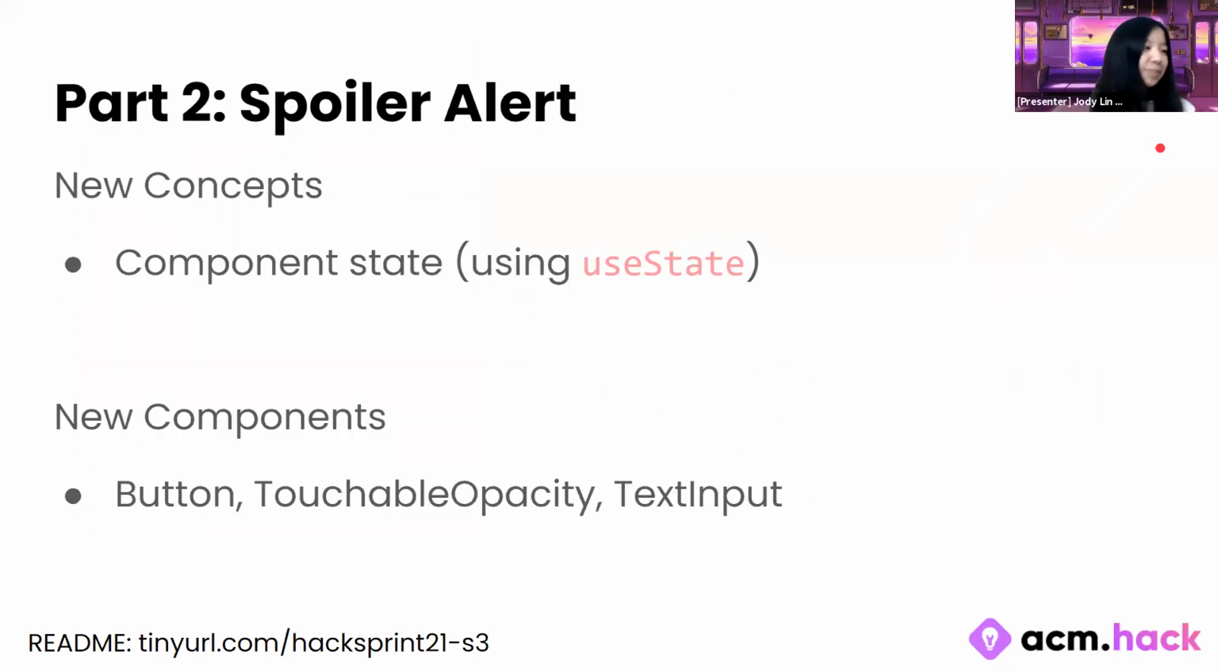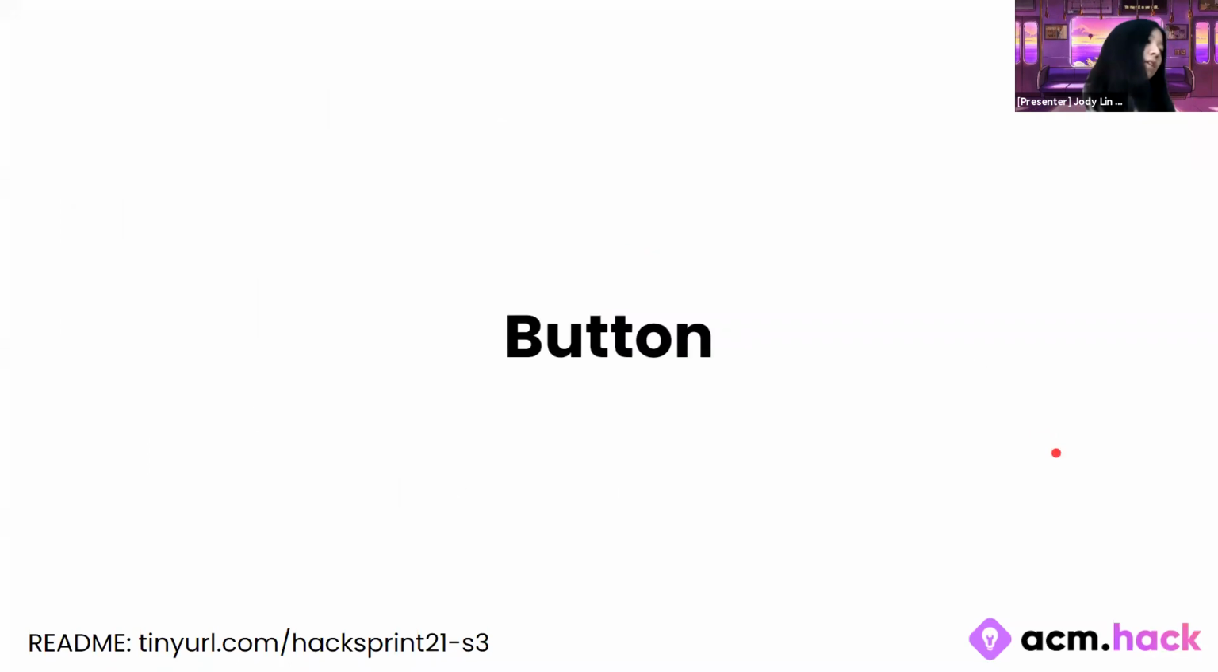All right, so part 2, this is what we're going to be covering now. Spoiler, we're going to be covering 2 main things. One of them is new concepts. One of the new concepts we're going to be learning today is something called component state, and this is going to be using a special function called useState, so we'll get into that. And then we'll also be covering a few new components that you might find useful. One of them is button, touchable opacity, and then the next one is text input. So 2 main things in the second half: one new concept, and two, some new components that you might find very useful. All right, so let's get to it.